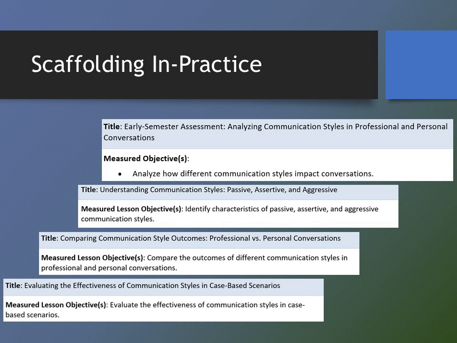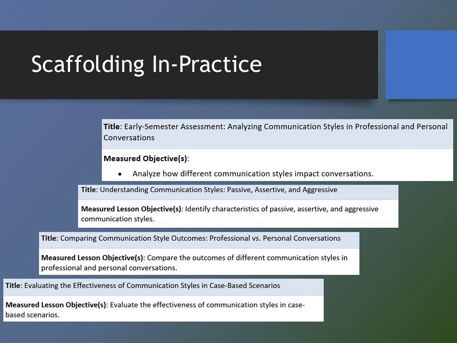In this task, students compare how different communication styles impact the outcomes of both professional and personal conversations. This written reflection prepares students for the summative assessment by practicing how each communication style affects conversation outcomes in different contexts. Finally, I use a discussion-based formative assessment called Evaluating the Effectiveness of Communication Styles in Case-Based Scenarios.